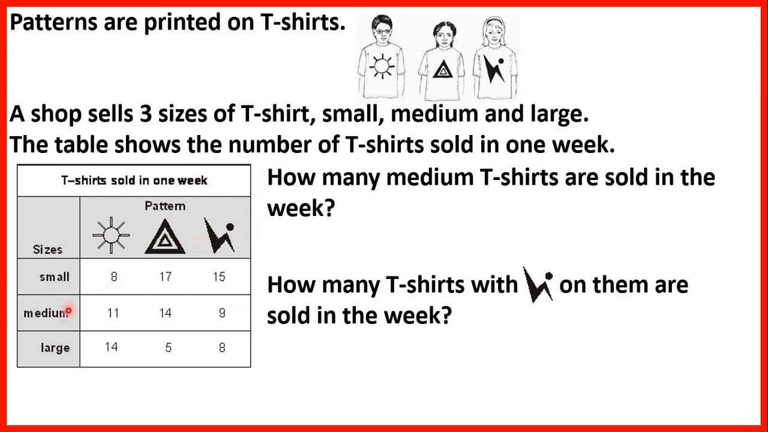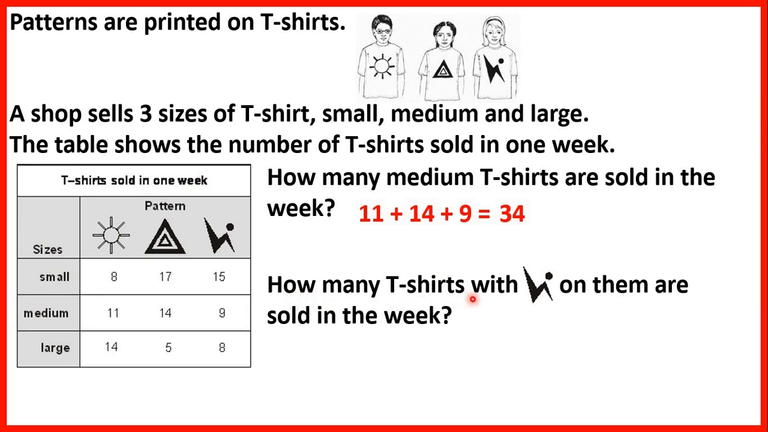So we can see that for medium t-shirts we have this row here, and we want to know the total number of medium shirts sold. So we need to work out 11 plus 14 plus 9. 11 plus 14 is 25, plus 9 is 34. So 34 medium t-shirts were sold.